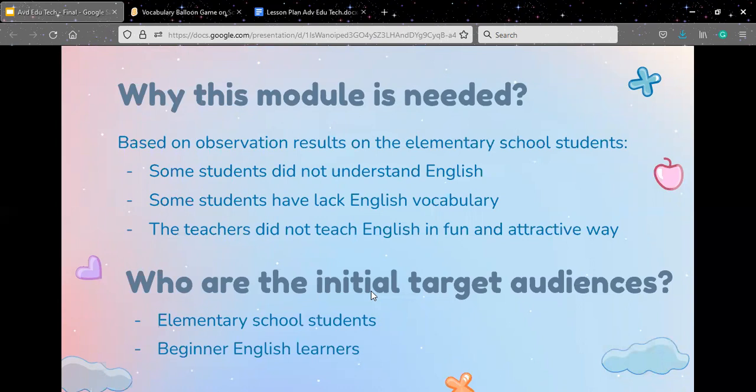And who are the initial target audiences of this module? So of course, it will be elementary school students, especially beginner English learners.